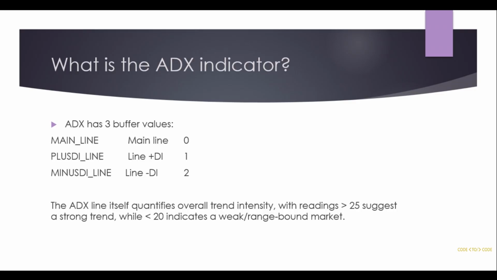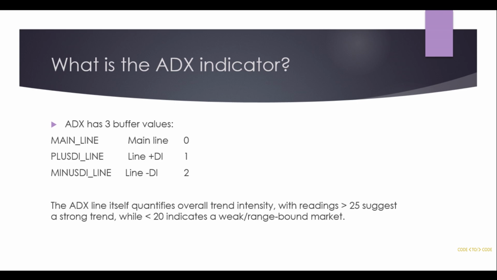The ADX contains three buffer values. Number one, when we say the ADX line, we're talking about the ADX main line, which is given a numerical value of 0. And then we have the plus line, which is given a value of 1. And then we have the minus line, which is given a value of 2.